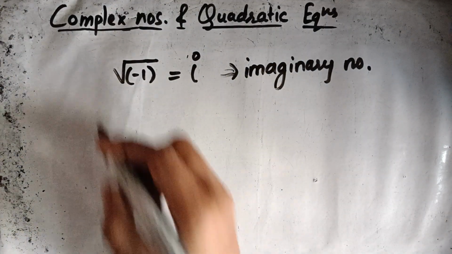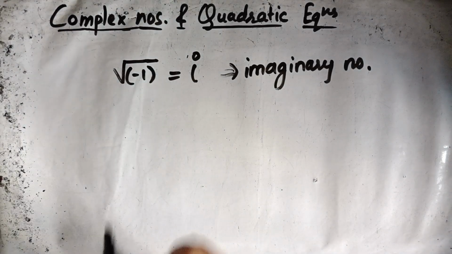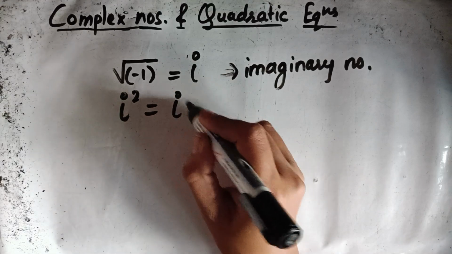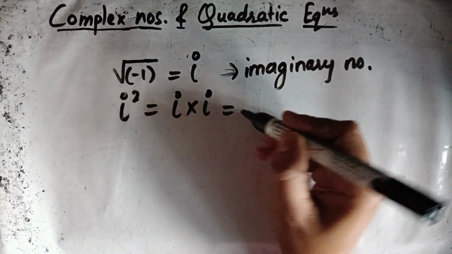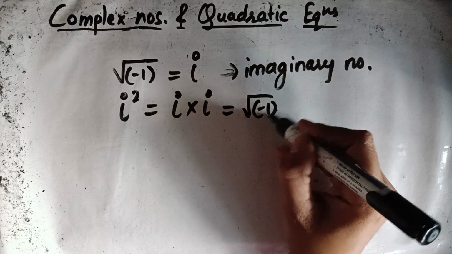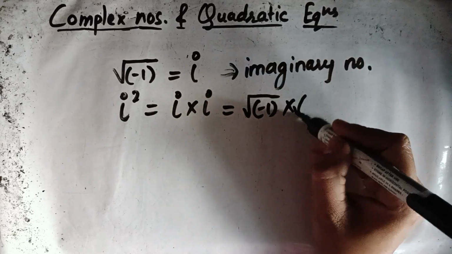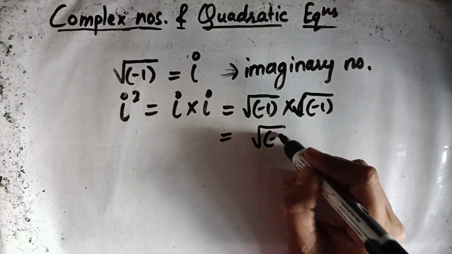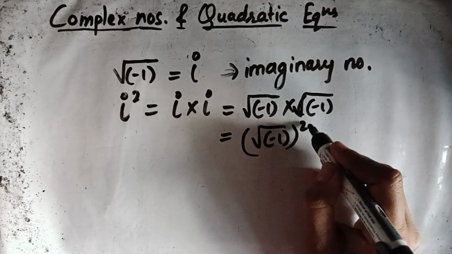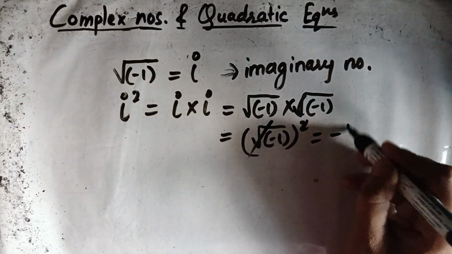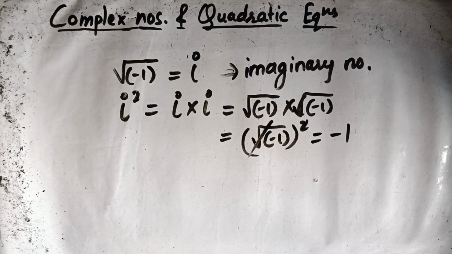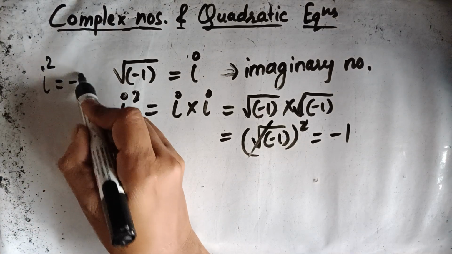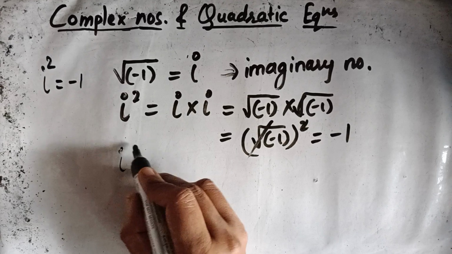So i is root of -1. i square will be what? i into i, right? Which is root of -1 into root of -1. So root of -1 whole square, so we'll get the answer as -1. So i square we can write as -1.